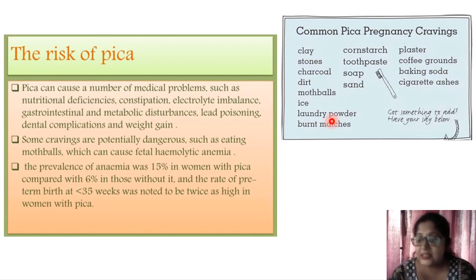But these are not good for the mother, neither for the child, because they can lead to different nutritional deficiencies, GI tract problems, poisoning, dental complications, and weight gain. Sometimes the mothers are in the habit of taking certain things which can even lead to fetal hemolytic anemia. It is seen that the prevalence of anemia was 15% in women with pica and 6% without it, so the prevalence is almost double with pica. If the person is having all these things, we can't control the other factors as well.